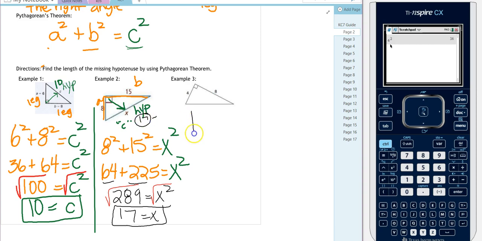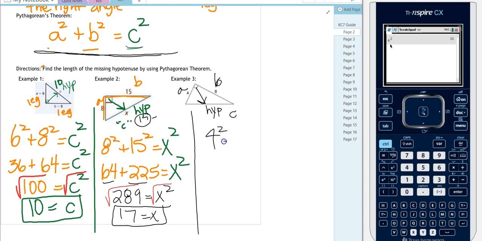All right, example number 3. I have my 90-degree angle, which means across from it is my hypotenuse, right? This is my C, which gives my two legs, A and B here. So again, I'm using the Pythagorean theorem that's up here. So A squared, which is 4 squared, plus 8 squared, is going to equal C squared, right? We don't have a variable there. You could use C, you could use X, whatever you'd like.